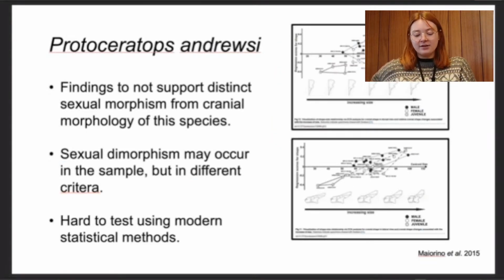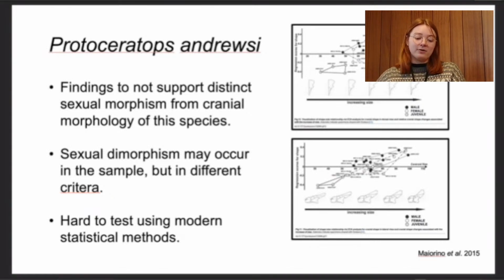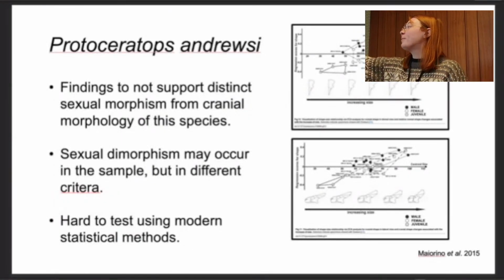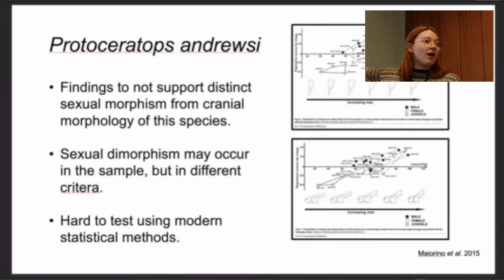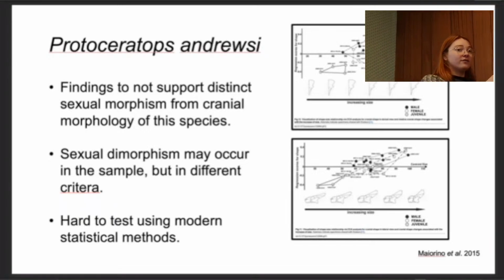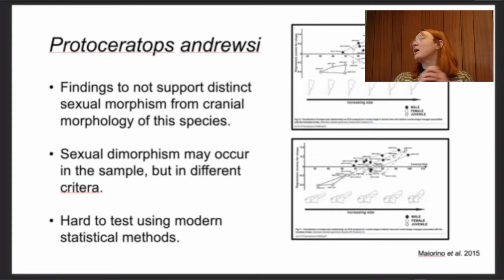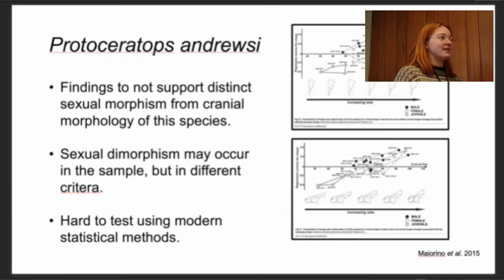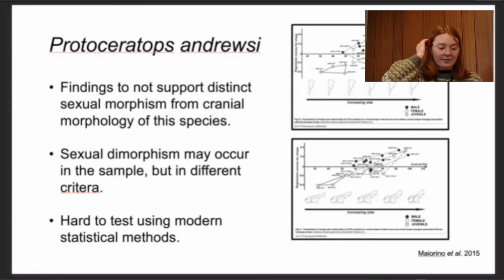I'm not sure how to pronounce their name. Maiorino et al. 2015 basically found that when you take a larger sample size of these animals and run it through a PCA analysis, they occupy very similar spaces in the graph. And then the juveniles are kind of the outliers here. So the juveniles might look very different, with different morphologies to the adults, but the quote-unquote male and female identified ones don't actually occupy very different spaces morphologically.